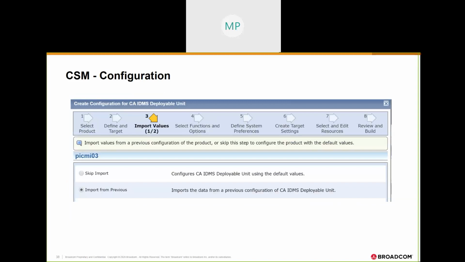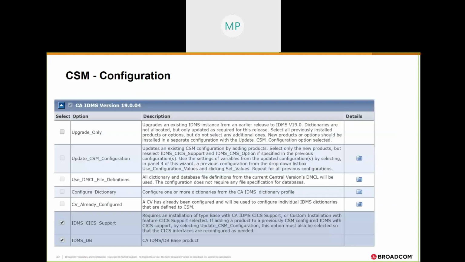So if you're doing an upgrade, or if you have a previous IDMS configuration that is similar, you can import the configuration values from it. In this case, we're going to go ahead and skip the import. So the next few screens are just like the VARB list. This screen lists all of the IDMS products that can be configured.